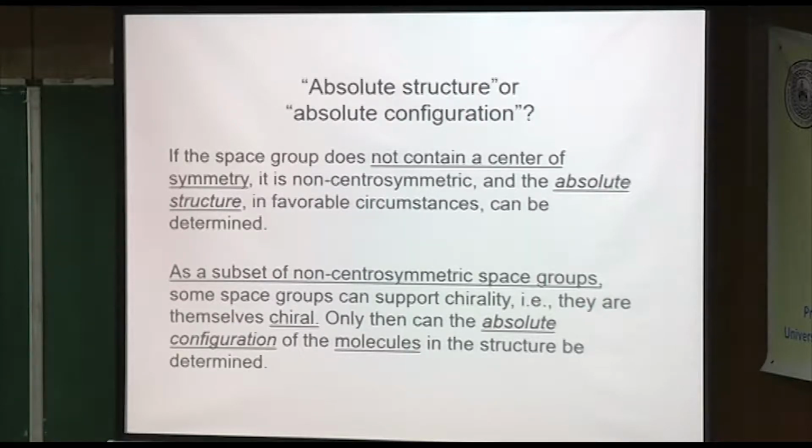And so if you have a non-centrosymmetric space group, usually it's going to be something where there's just a lack of inversion. And you can refine it that way, but don't expect that you're going to get an absolute configuration of the molecule just because it's a non-centrosymmetric space group. It has to be a chiral space group.